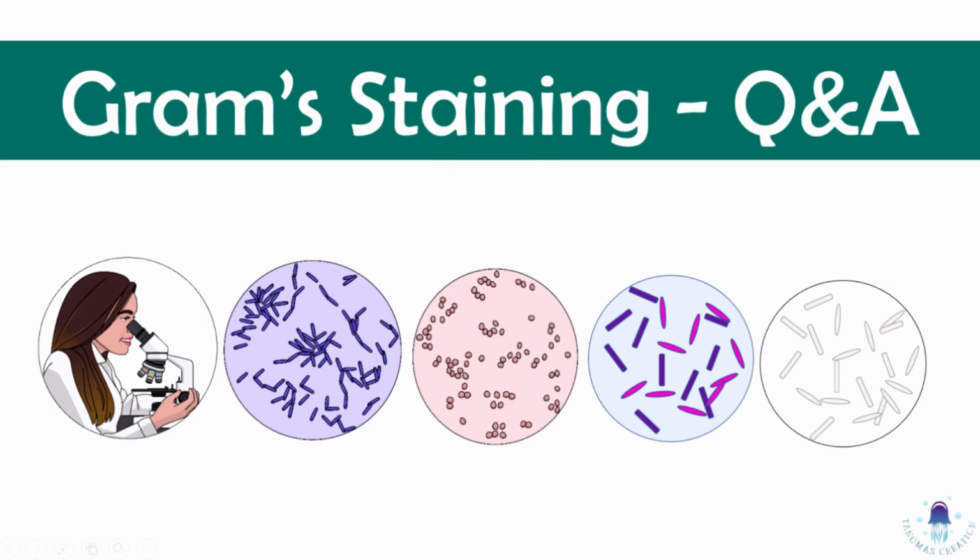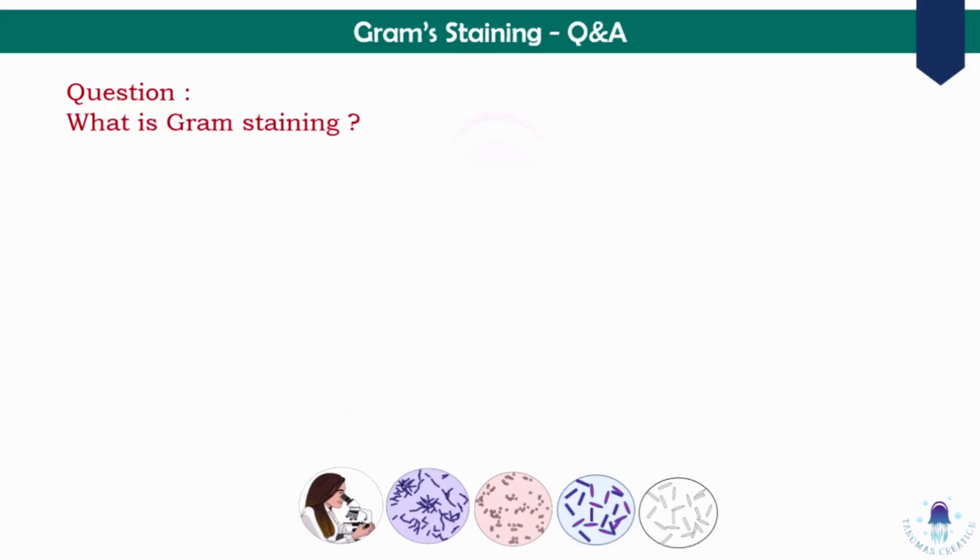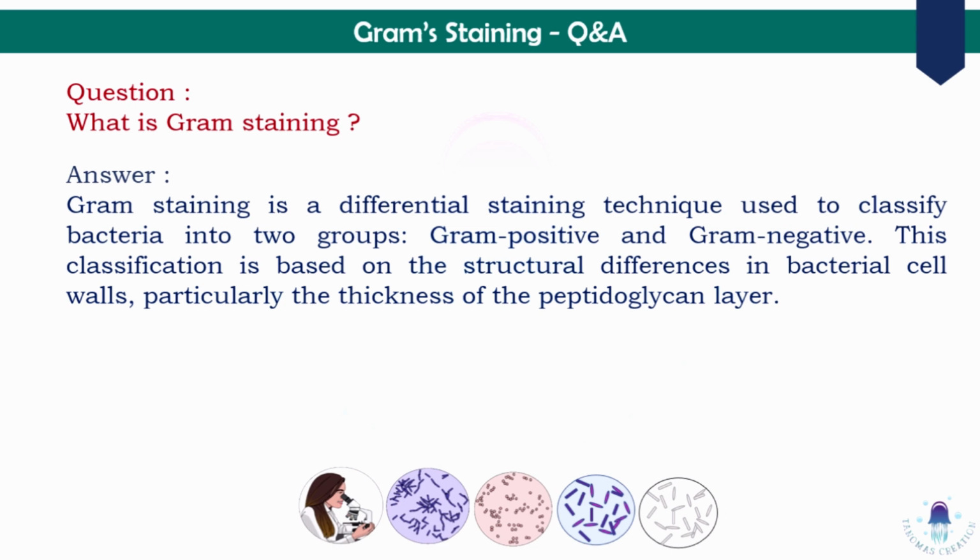Hello, everyone. Today we are going to describe the gram staining question and answer. Question: what is gram staining? Answer: gram staining is a differential staining technique used to classify bacteria into two groups, gram-positive and gram-negative. This classification is based on the structural differences in bacterial cell walls, particularly the thickness of the peptidoglycan layer.